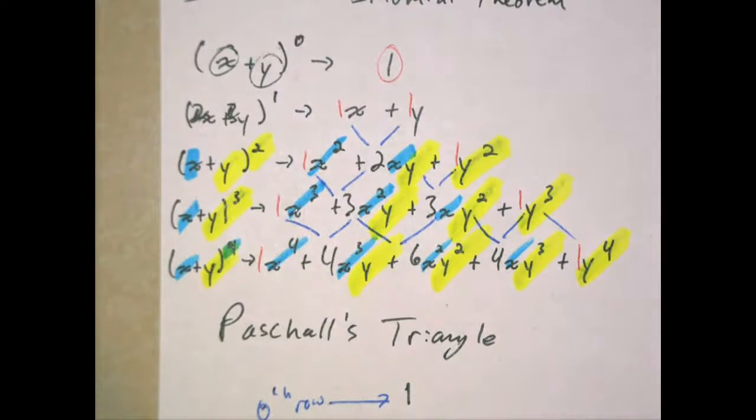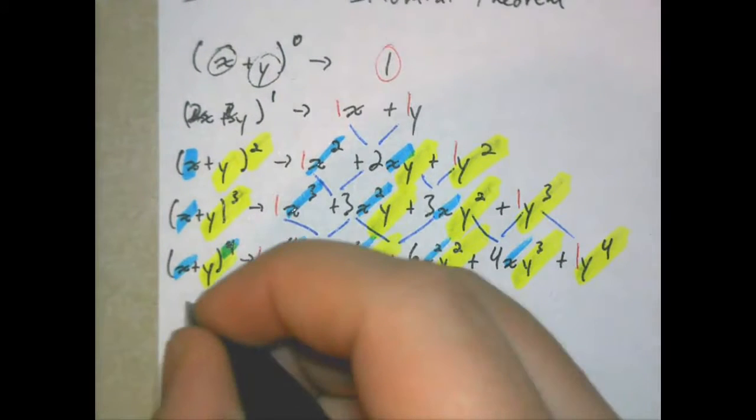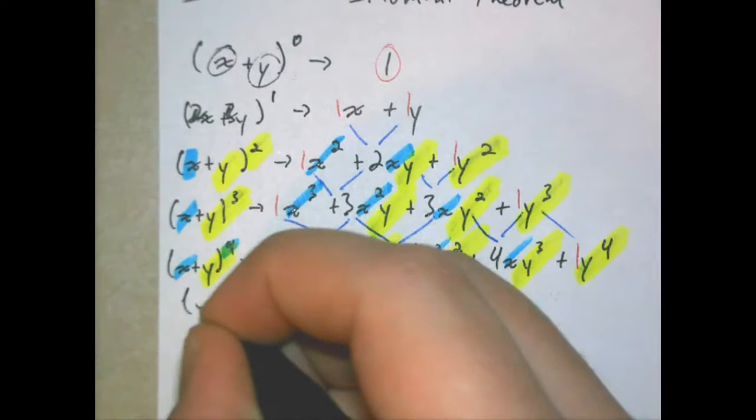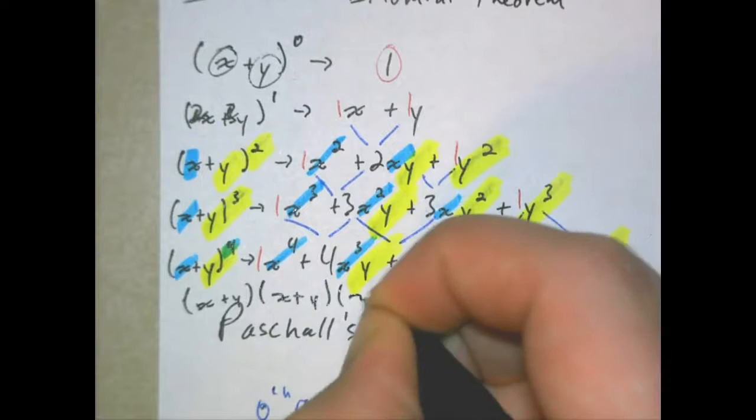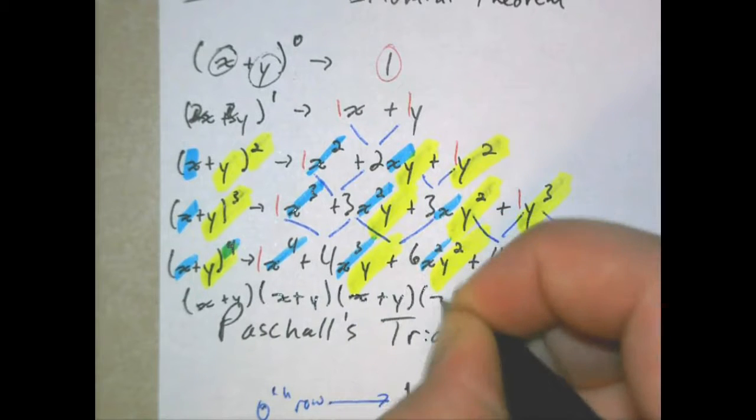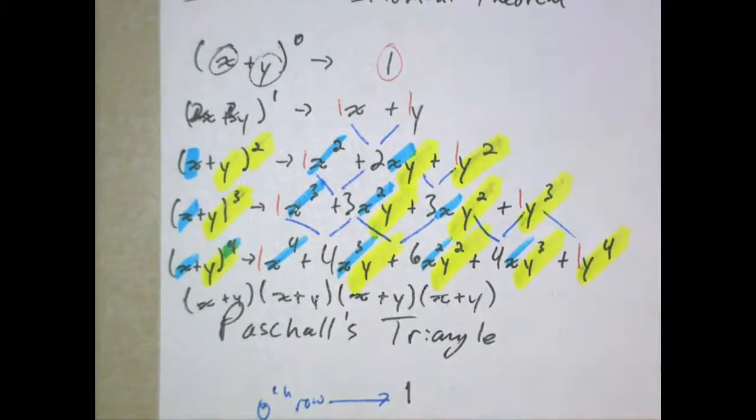Now let's actually give this a shot. And what I mean by the shortness of Pascal's triangle is, remember that x plus y to the fourth would have to multiply out x plus y times x plus y times x plus y times x plus y. All right, and then you'd have to distribute.